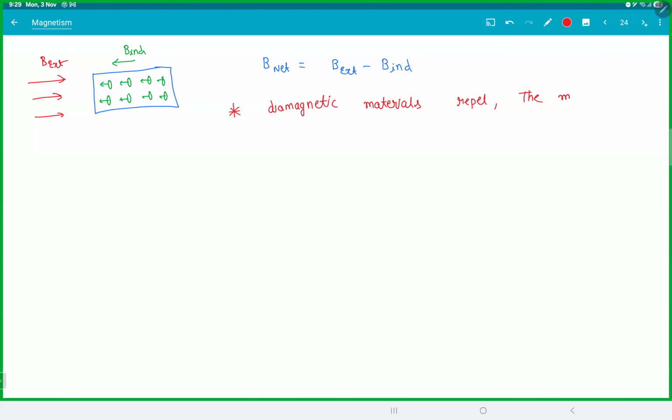And because they repel, they move from strong magnetic fields to weak magnetic fields. The strong magnetic fields will repel with more force. They'll try to move away from there, and they'll go towards the weak magnetic fields.